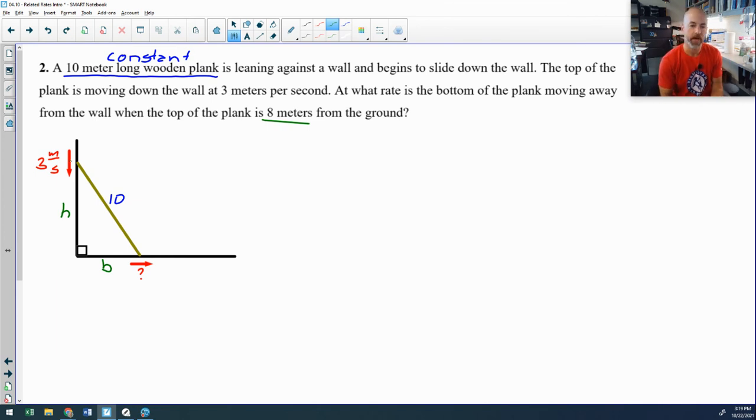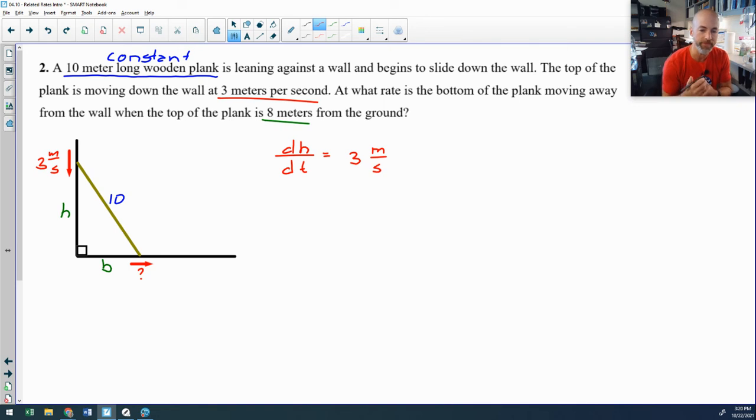I have the top is sliding down at 3 meters per second. That is a rate of change. Something, d something, dt, is changing at 3 meters per second. And if you look at that, the 3 meters per second is a vertical change. So that's going to have to be the change in h. The height of that triangle is changing at 3 meters per second.